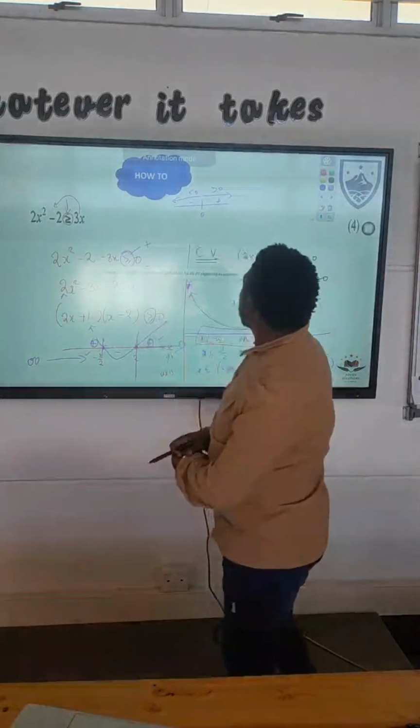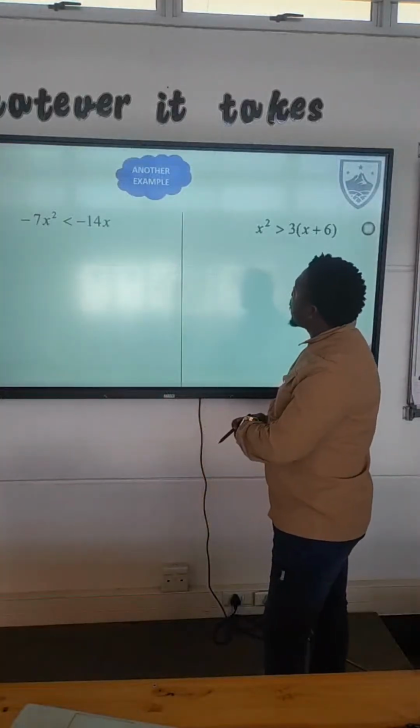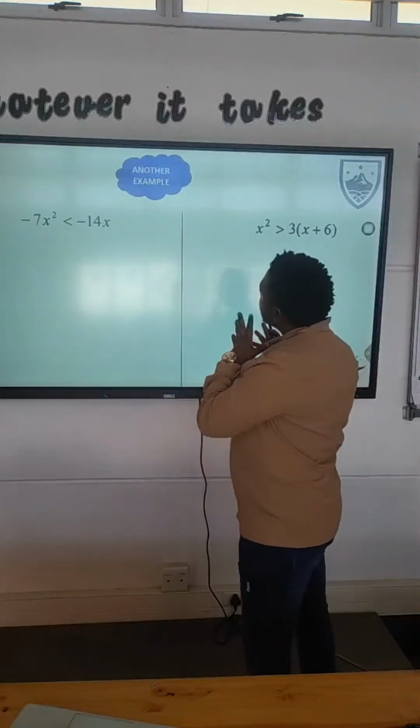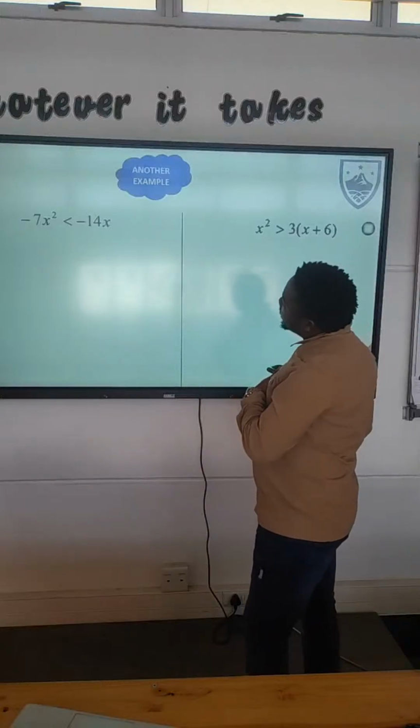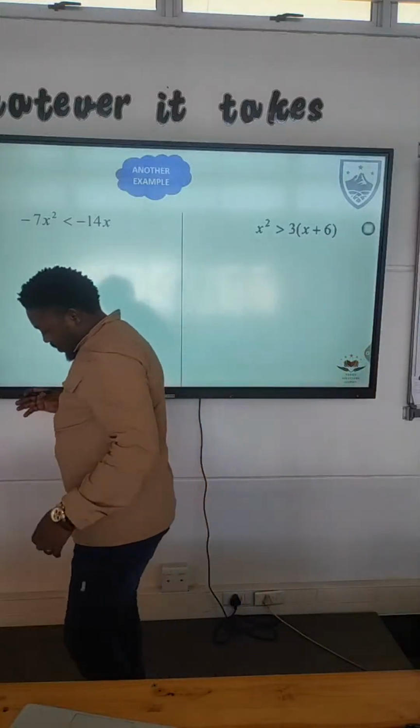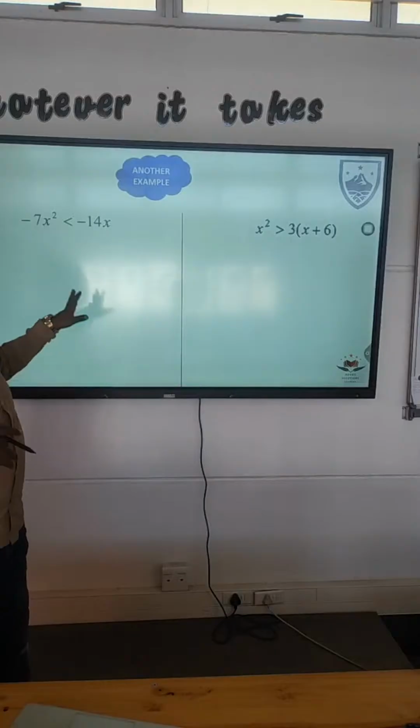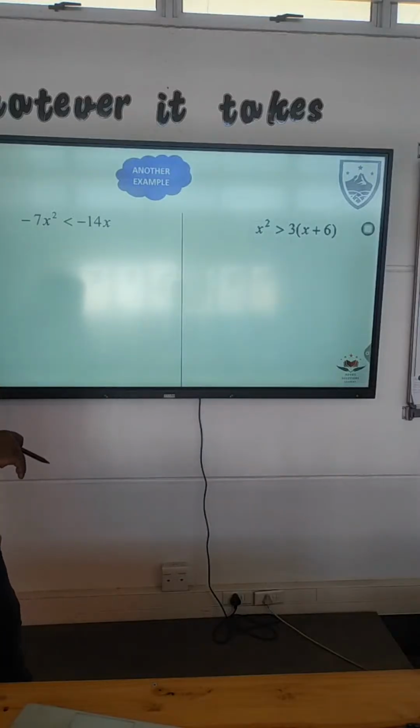Now let's look at the other examples. I've placed 2 of them. That's what I'm saying. It's one of my favorite quadratics to do, because it has a lot of technicalities that you need to guard against. Let's look at this one. It's very easy to get lost with this one.